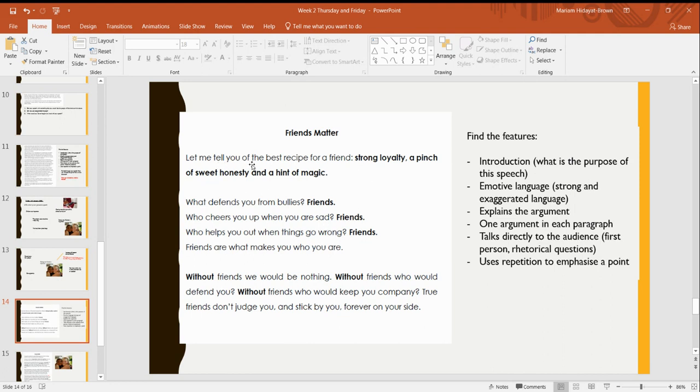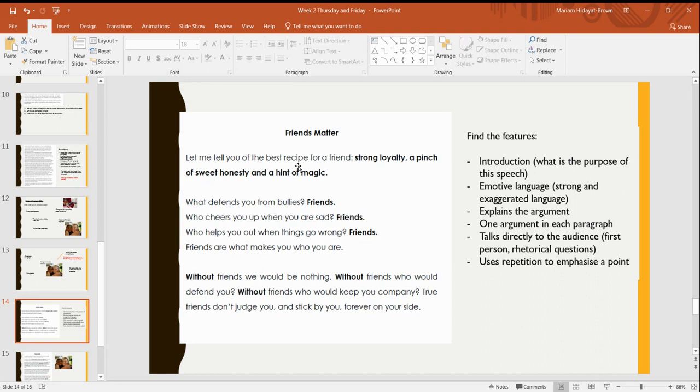So let me tell you of the best recipe for a friend: strong loyalty, a pinch of sweet honesty, and a hint of magic. What defeats you from bullies? Friends. Who cheers you up when you are sad? Friends. Who helps you out when things go wrong? Friends. Friends are what makes you who you are. Without friends, we would be nothing. Without friends, who would defend you? Without friends, who would keep you company? True friends don't judge you and stick by you forever on your side.